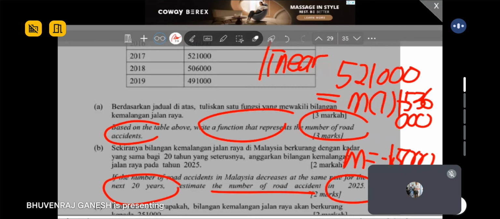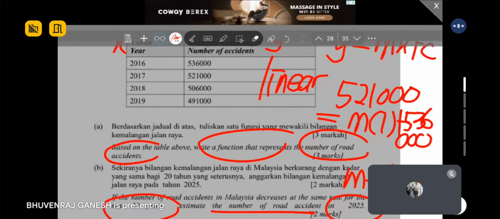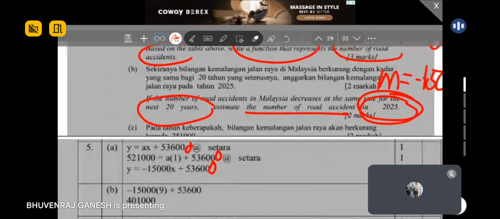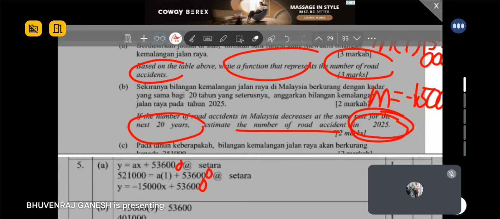So guys, X value saya kena ganti apa? Think and see. 2025. Maksudnya, X sama dengan berapa? What is your X value? Very good. Okay, just substitute X equal to 9. Gantikan X sama dengan 9. Cari jawapan. Settle. Okay? Alright.